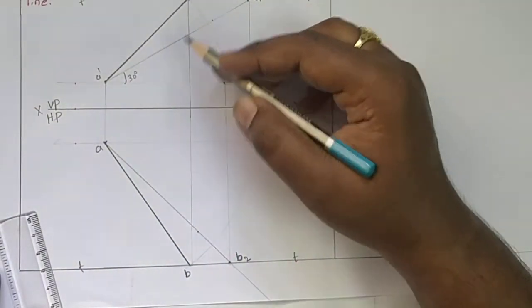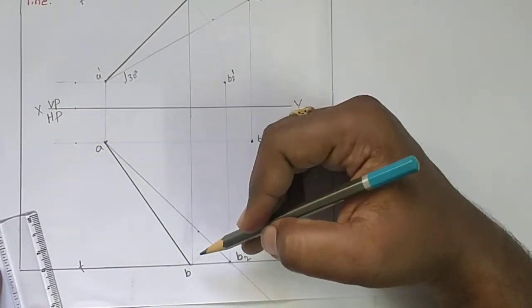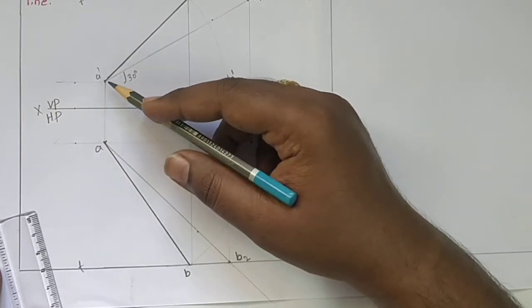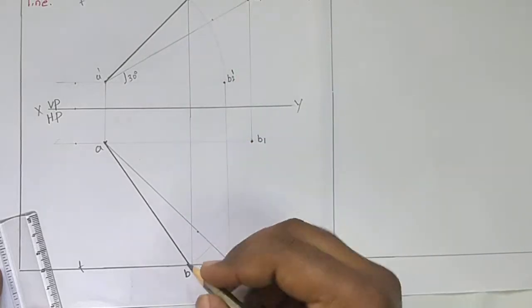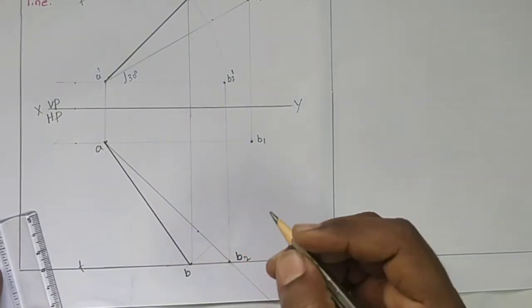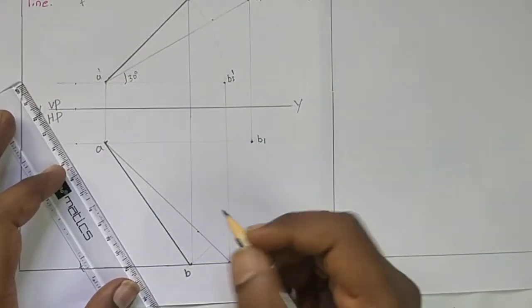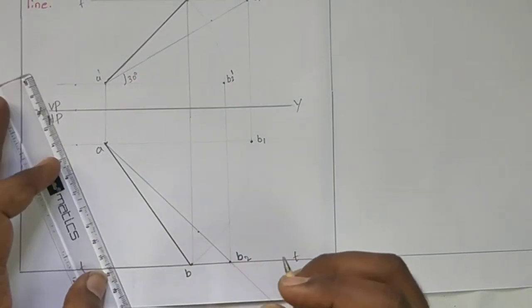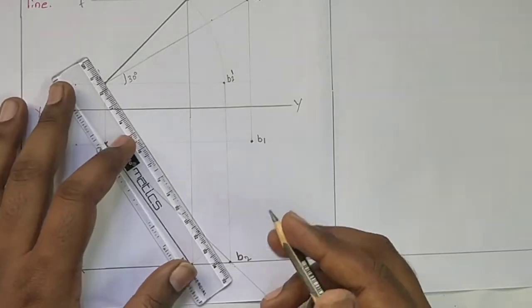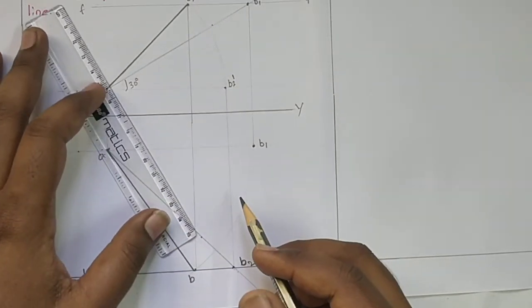Because A dash B dash and AB are in the same position. Here observe A dash B dash in the same line and B dash B are in the same line. Okay, like this we need to draw. It is the front view and this one is the top view. Next, we need to give the dimensions for the line.